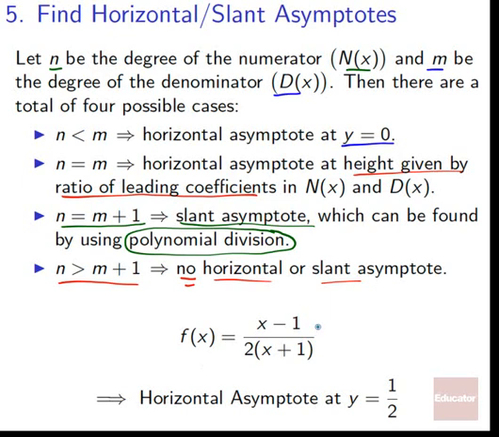F of x equals x minus 1 over 2 times x plus 1. We realize, hey, this is a degree of 1, this is a degree of 1. So now we compare our leading coefficients. We've got a 1 on the top, a 2 on the bottom. So we get a horizontal asymptote of y equals 1/2 in our running example.